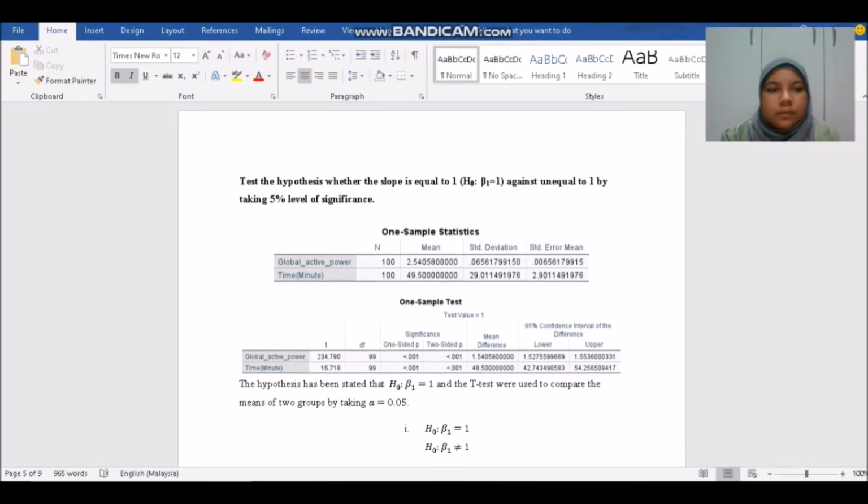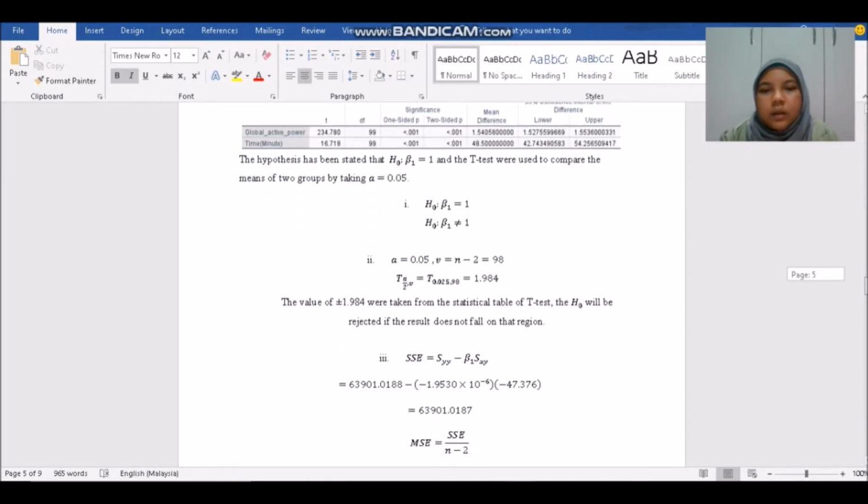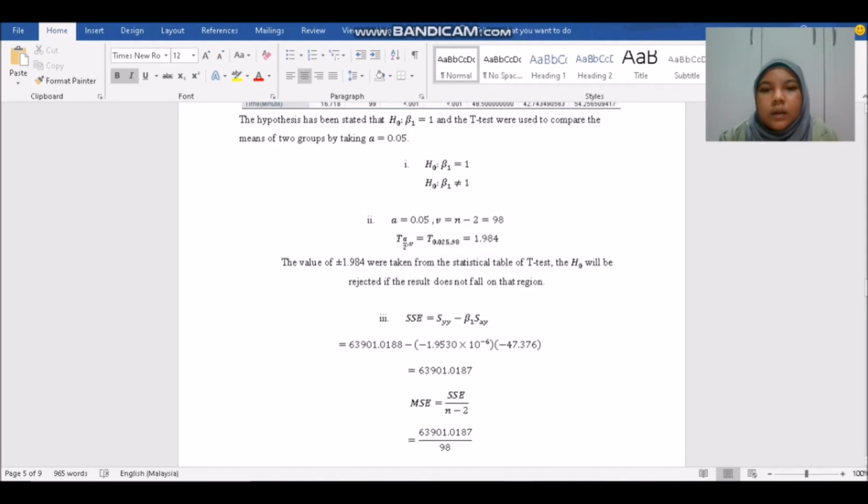From what we calculate, the critical value TC equals 1.984, meaning the values of plus minus 1.984 were taken from the statistical table of the t-test. H0 will be rejected if the result does not fall in that region.